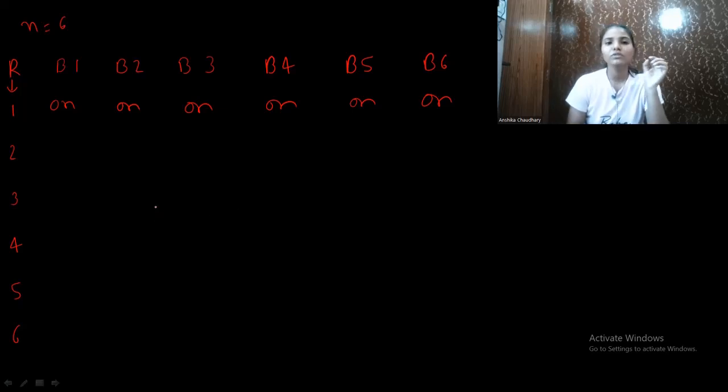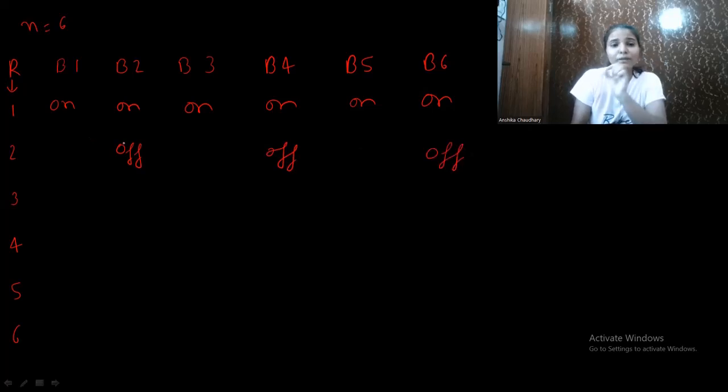So what you will do? You will turn off all the second position bulbs. So second, it will be off. Okay. It will be off. Now fourth bulb off, and now sixth bulb. All right. Now all the bulbs will remain the same. So this is on. This is on. This is on. All right.